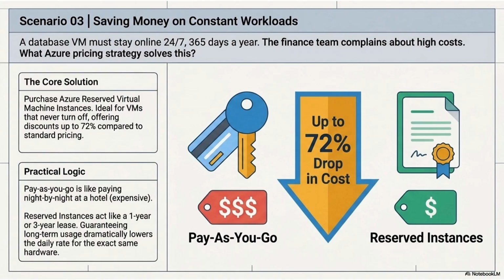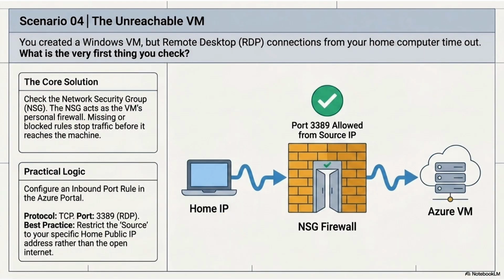Think of it like renting an apartment. Paying night by night at a hotel is incredibly expensive, but signing a 1-year lease makes the daily cost much cheaper. Question number 4. You just created a Windows virtual machine, but when you try to connect to it from your home computer using Remote Desktop, the connection times out. What is the first thing you check?